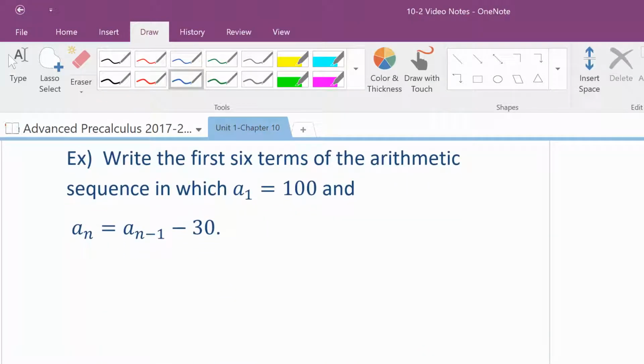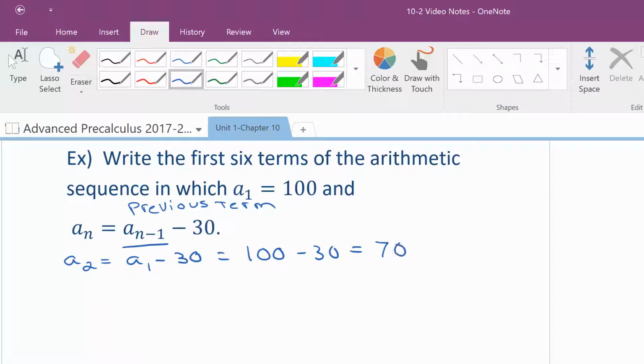Here we're going to write the first 6 terms of the arithmetic sequence. It tells us the first term is 100, and this is a recursive formula which tells us we take the previous term and subtract 30. That's what a sub n minus 1 means: the previous term. So if I'm finding the second term, I take the first term minus 30, so 100 minus 30, which is 70.